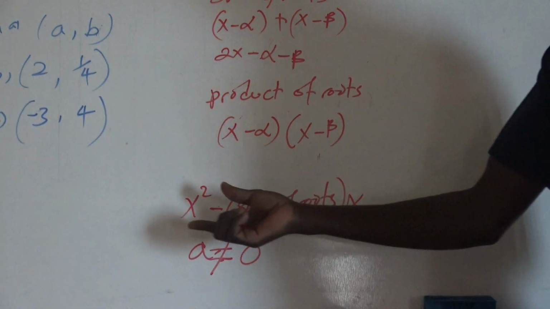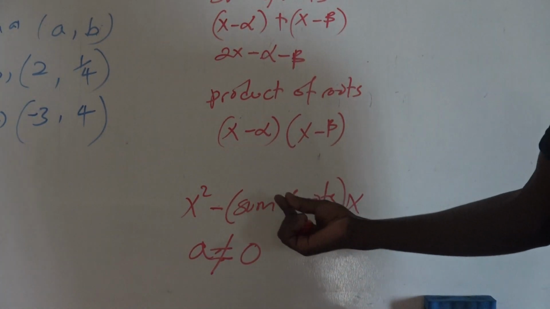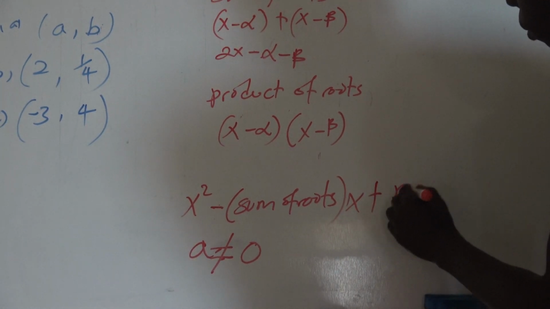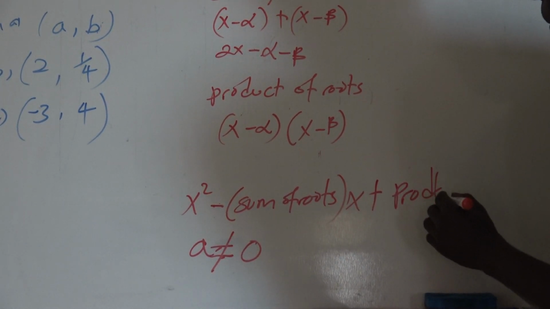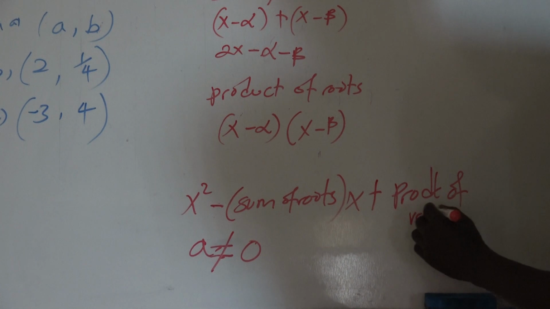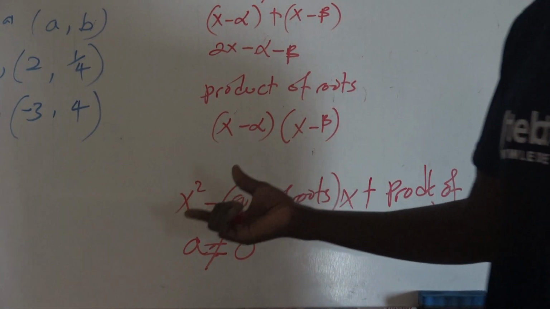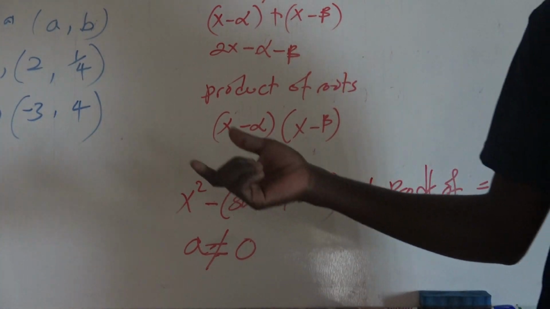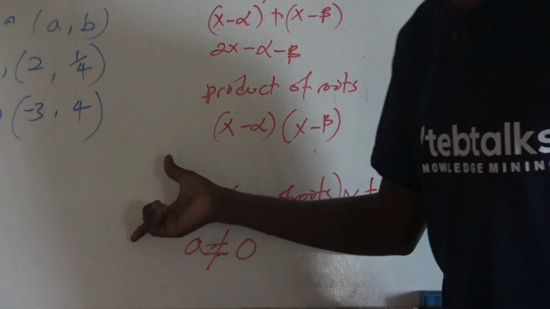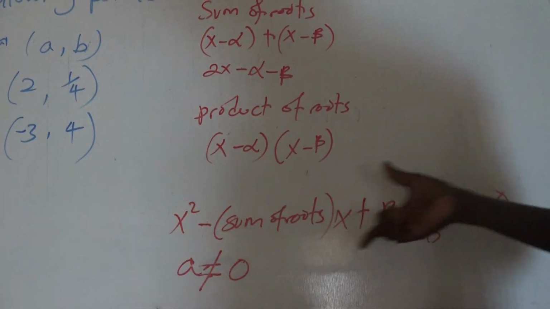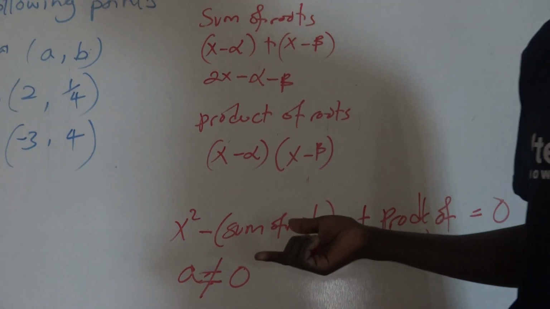So we get the x squared, then minus the sum of roots times x, then plus the product of roots, which must give us 0. So this is what we call a quadratic equation. When we are getting a quadratic equation, we have to use this formula. You get the sum, the product, then substitute in this formula, and you have your quadratic equation.